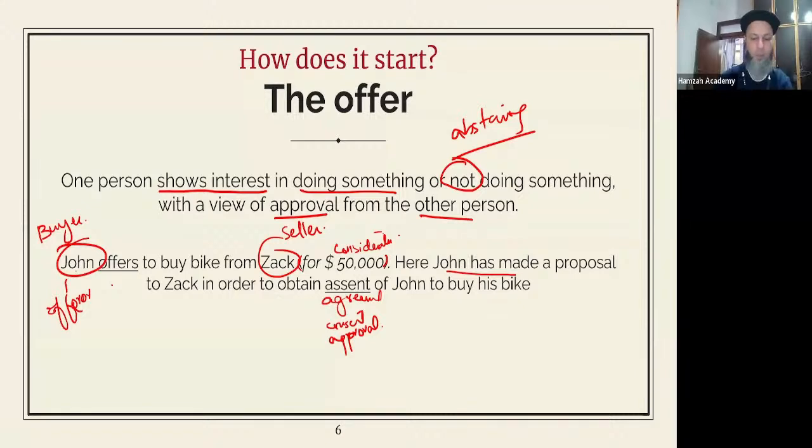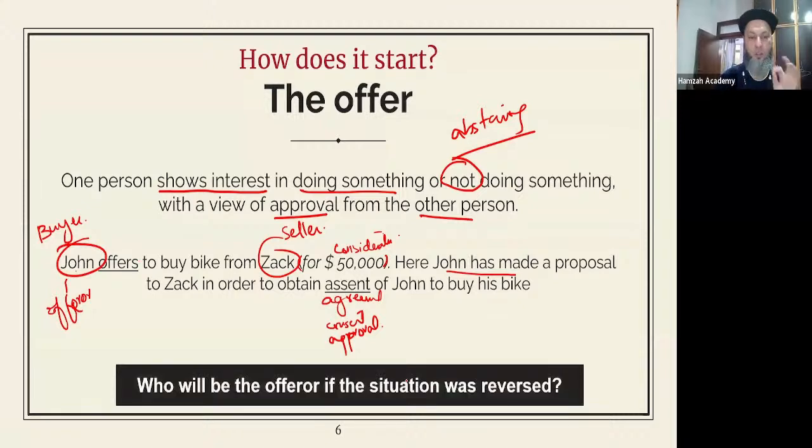Here is my question. Who will be the offerer if the situation is reversed? Situation reversed means Zach is still the seller and John is still the buyer. But what if Zach tells him that I want to sell my bike? At the moment, John offers to buy the bike. John is initiating. He is saying that I want to buy bike from you. But if Zach tells him that I want to sell my bike to you, now the tables will turn. He will still be the seller, but in this case, Zach will become the offerer.